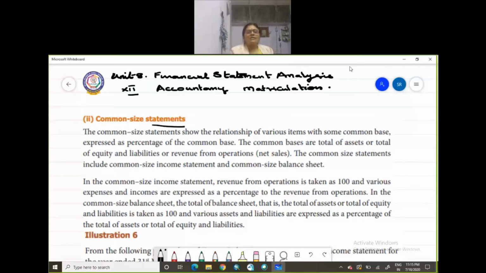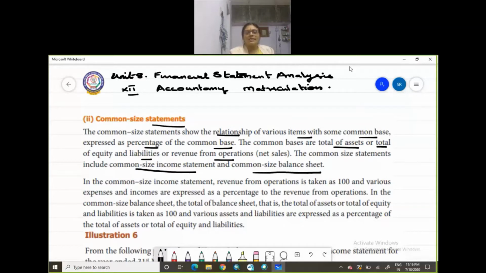Fine. Now, common size statements show the relationship between various items with some common base. The common base can be revenue from operations, or liabilities, or total assets. Depending upon the statement, it can be a common size income statement, or a common size balance sheet. It shows the relationship between various items with some common base, expressed as a percentage of the common base. So common bases are, as I told you, total assets or total liabilities or revenue from operations.